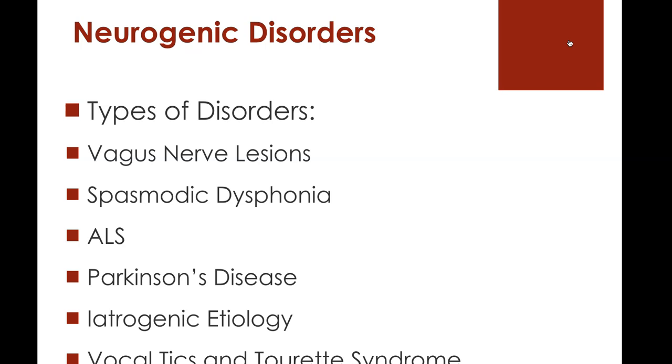that are classified as neurogenic disorders are going to be vagus nerve lesions, spasmodic dysphonia, ALS, Parkinson's disease, and iatrogenic etiology. Iatrogenic refers to anything that's medically caused. So if you have to have surgery and you're intubated with a tube and your vocal folds aren't completely open and that tube scrapes on your vocal folds, that can lead to a voice disorder. Also, you can take medications that might really dry out your vocal folds. That would also fall under iatrogenic because it's medically caused.